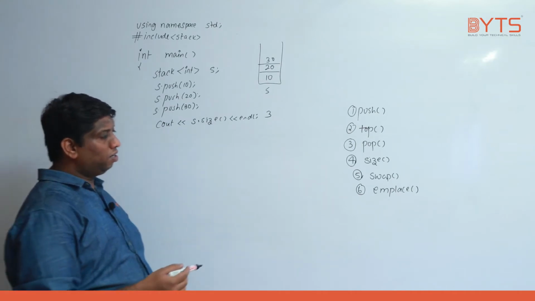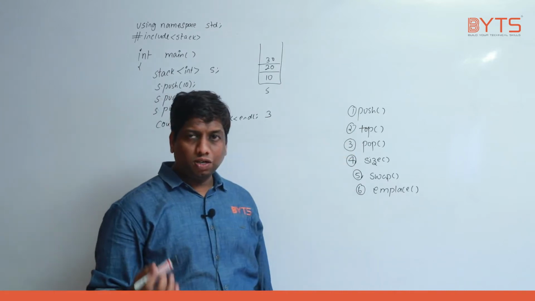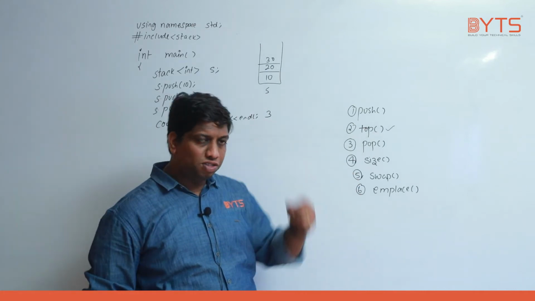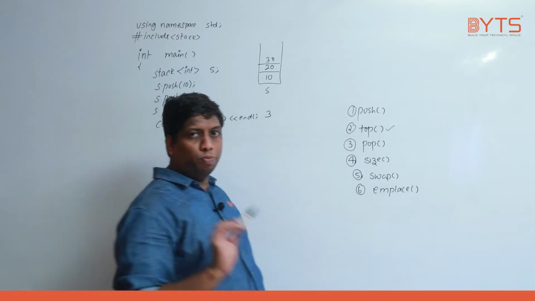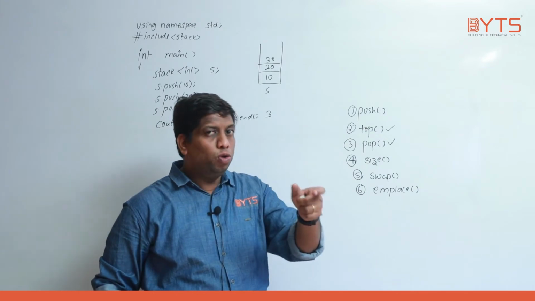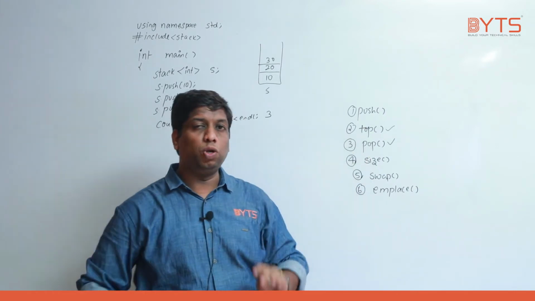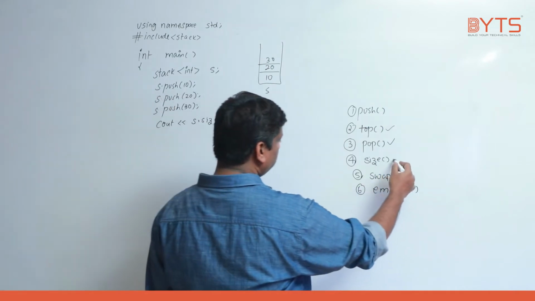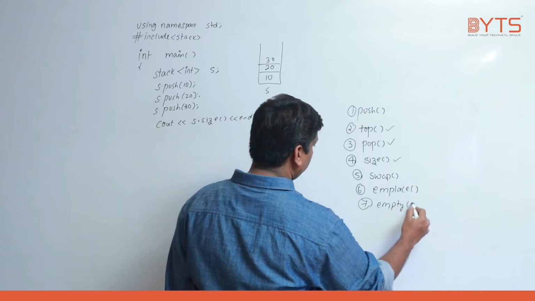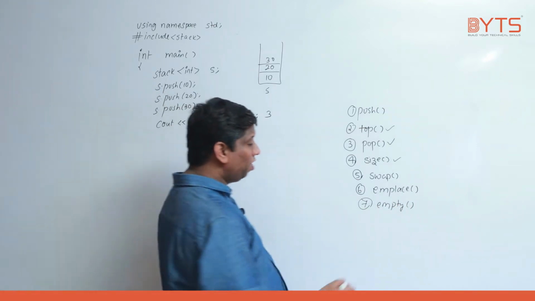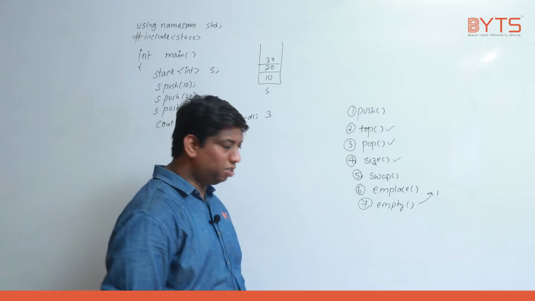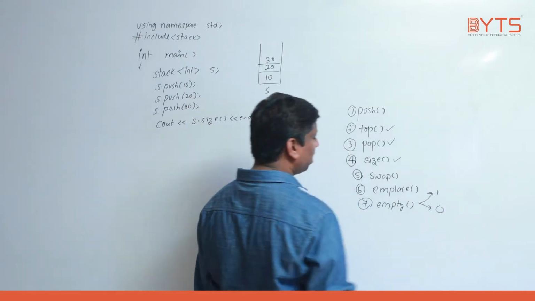Now try to understand the difference between top and pop. Top will give you the top value present in the stack, but it won't delete the value. Pop will delete the value. Size we already discussed. Next, there is another function we did not write here, the empty function. Empty will return 1 when the stack is empty. I did not write the function, it is already there. Empty will return 0 when the stack is not empty.